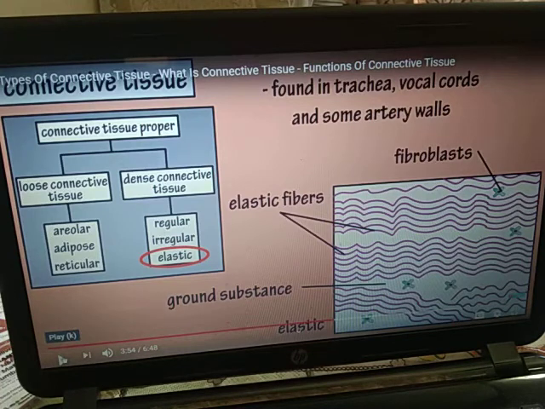Now next type is elastic dense connective tissue. In this case there are elastic fibers. A number of elastic fibers are present, and fibroblasts are present, and there is presence of the ground substance. And in this case the elastic fibers are present in the trachea, vocal cord, and some artery walls.